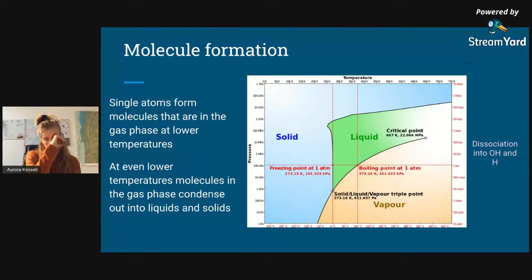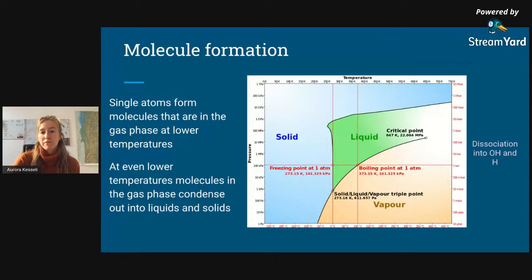Okay, so that was for atoms and having atomic lines. But for molecular lines, it's a little bit different. So not only do you need to have molecules in the gas phase, but you also need to have them actually formed and not dissociated. So at higher temperatures, the molecules are going to be dissociated into their constituent parts.